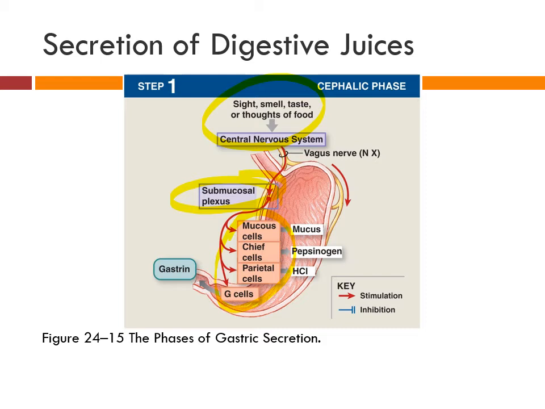This can be altered by emotions. Some people are stress eaters. So when you stress, this might stimulate your stomach. And then once your stomach gets stimulated, you're like, okay, I need to eat. This phase only lasts for a few minutes. It's because, once you smell the food, you're typically about to start eating. So this is a very short phase. That's the cephalic phase.